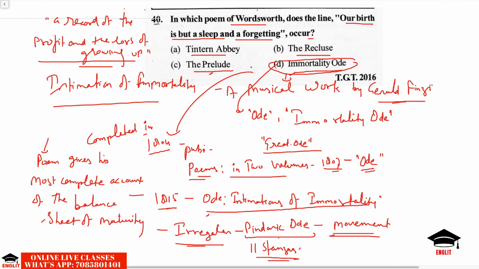So when we comprehend this poem, we can get the clue that he is talking about the profit and the loss of growing up. Why is it a loss? Because we tend to forget our heavenly bliss, heavenly experience, heavenly reminiscences or remembrances. So with the passage of time, when we grow up, we tend to forget. This is a loss. And what do we gain?